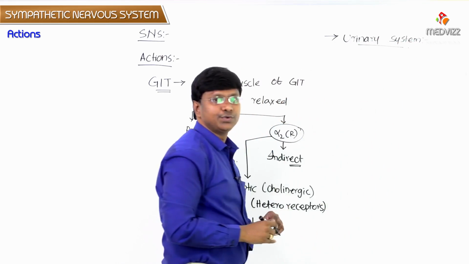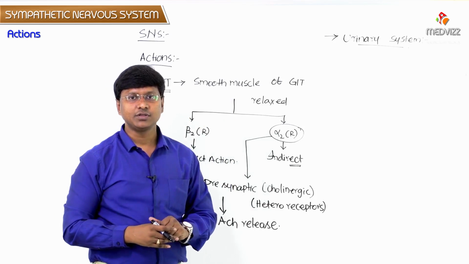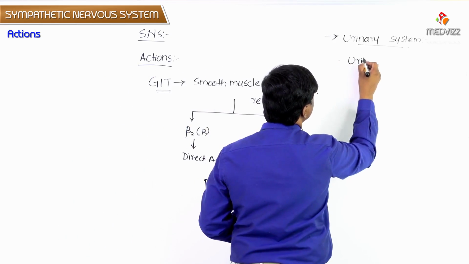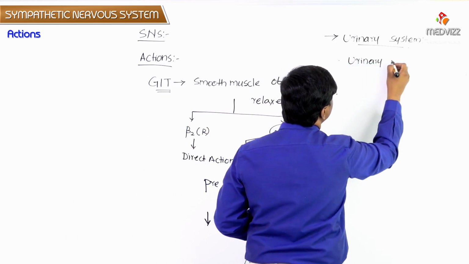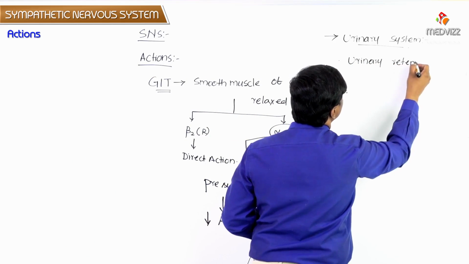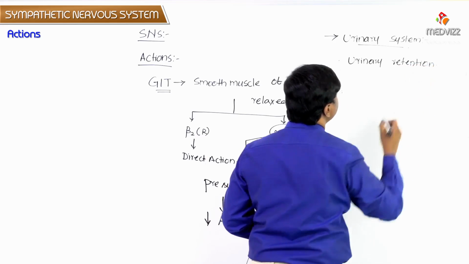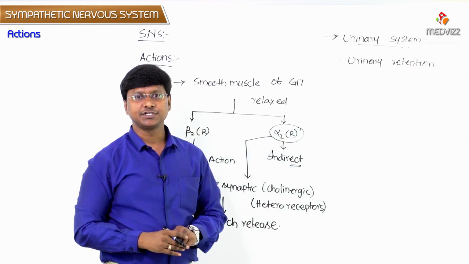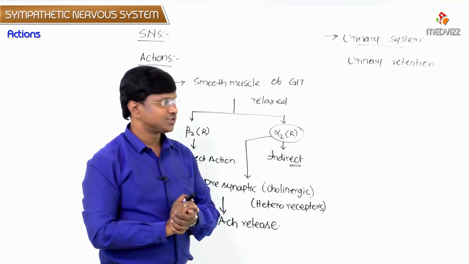Right, on the urinary system. Now if you take on the urinary system, remember the sympathetic nervous system will cause urinary retention. Now let me tell you how there will be urinary retention. The urinary retention can occur due to two reasons.